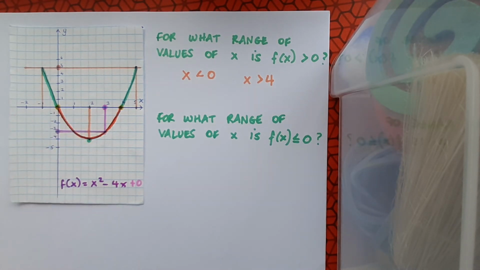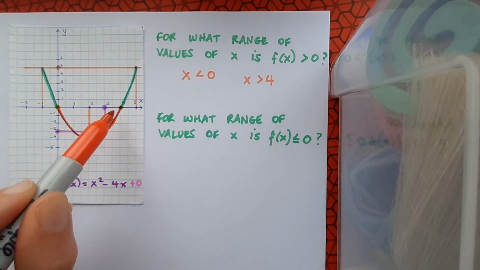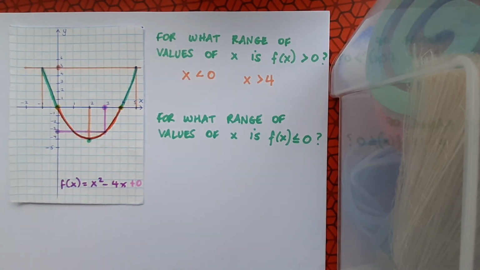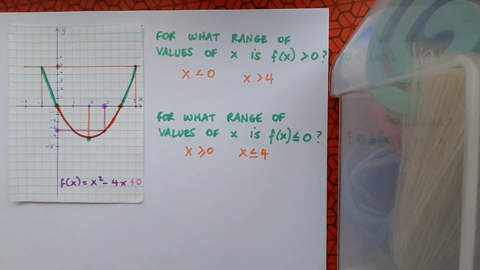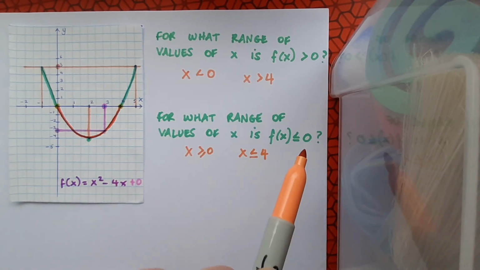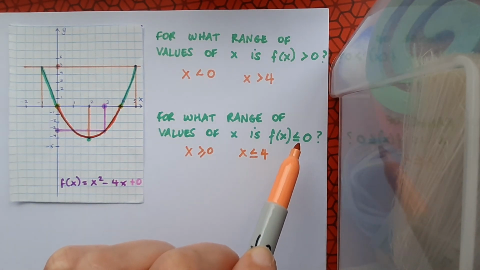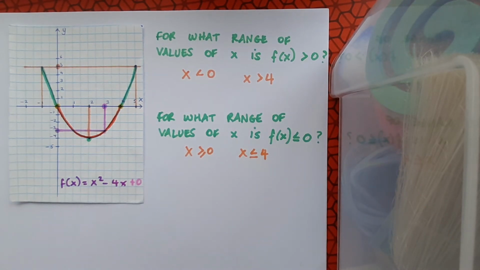And again, I'm looking at those points where I start and finish on the x-axis. So this time, this orange section is to the right of the 0 and it's to the left of the 4. And again, that'll help me decide on my symbols. So I'll say that x is greater than or equal to 0 and less than or equal to 4. And notice I'm including an equals part because there was an equals part in the question.